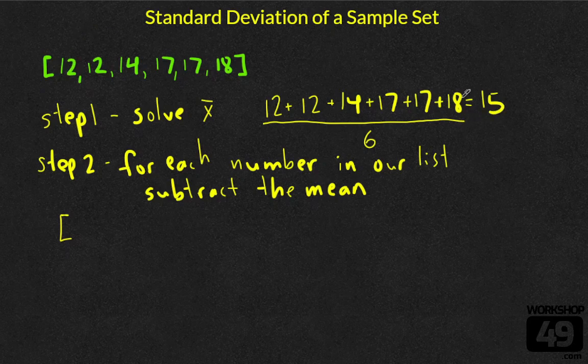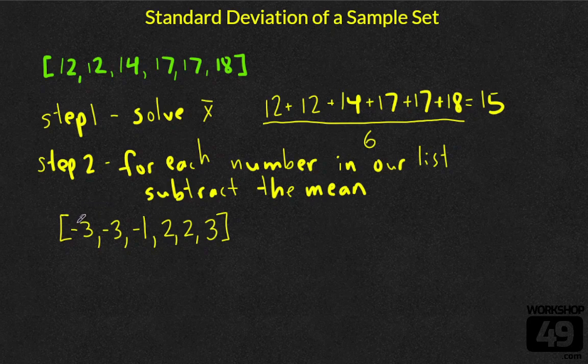12 subtract 15 is negative 3. That's because 12 is 3 below the mean. And we can repeat this. We have a 12 again. That's minus 3. 14 subtract the mean, which is 15, is minus 1. But now they're actually above the mean. So 17 subtract 15 is 2, and that 18 is 3 above. And if you end up with a whole bunch of decimals here, that's okay. Don't worry about it.